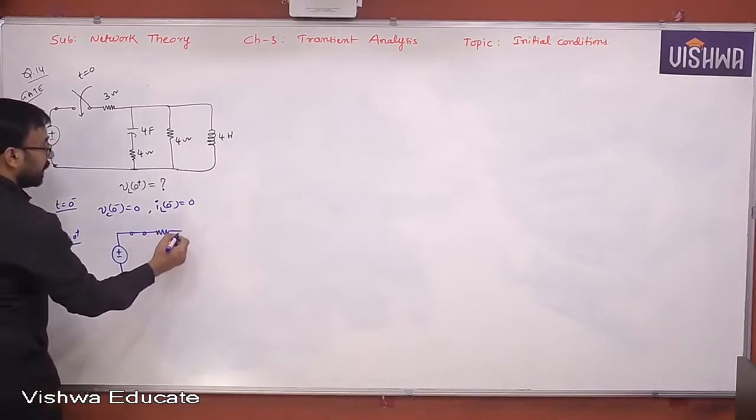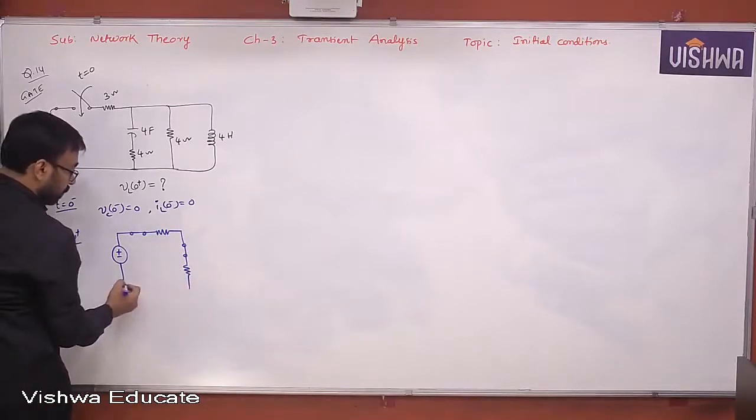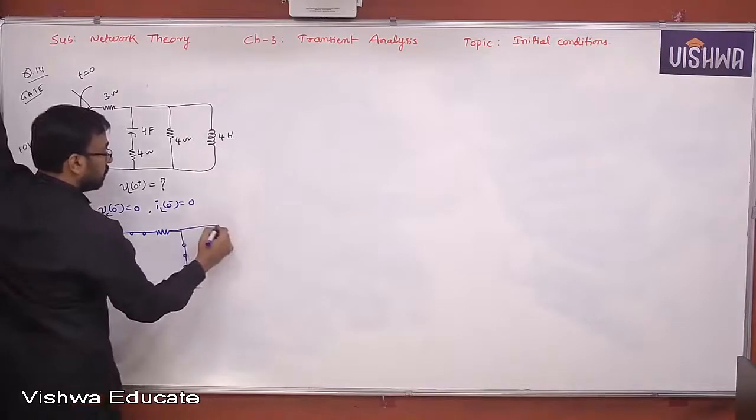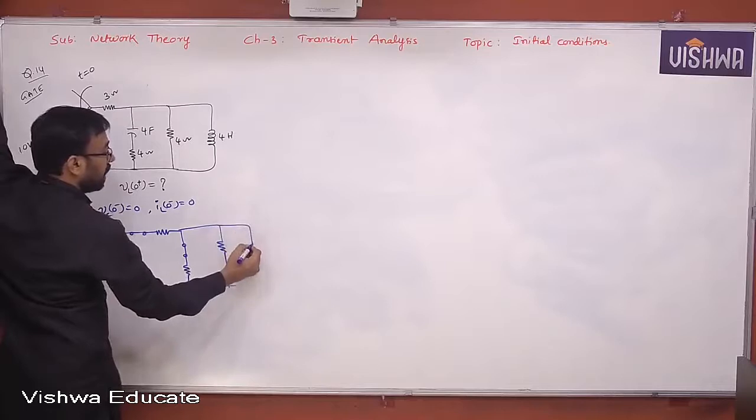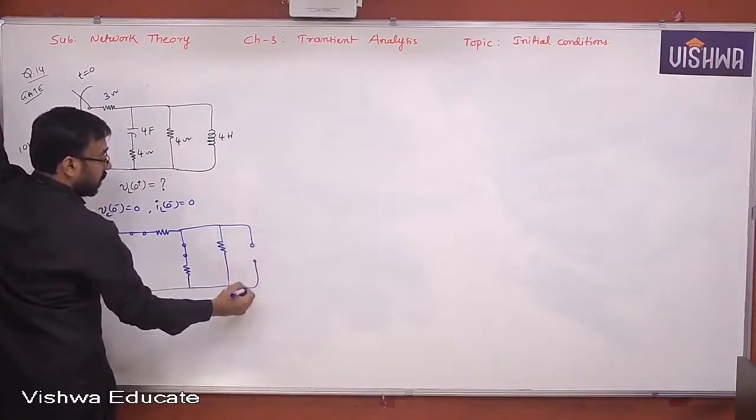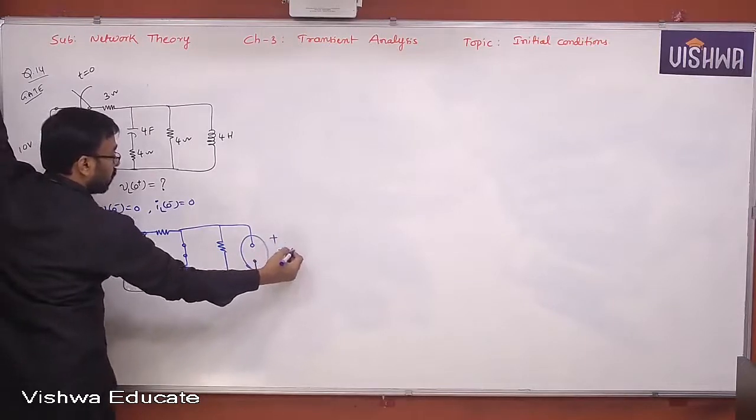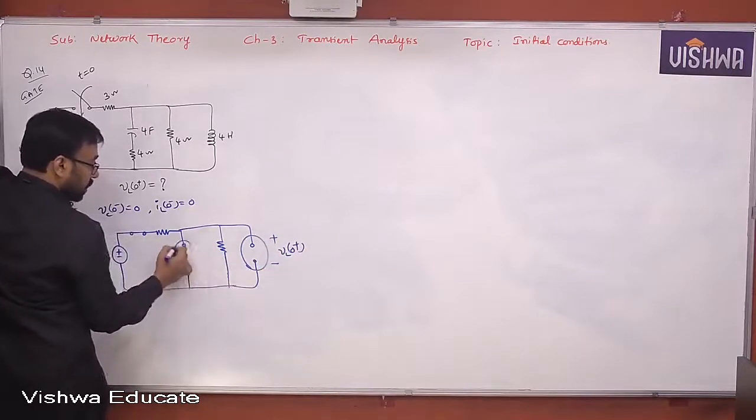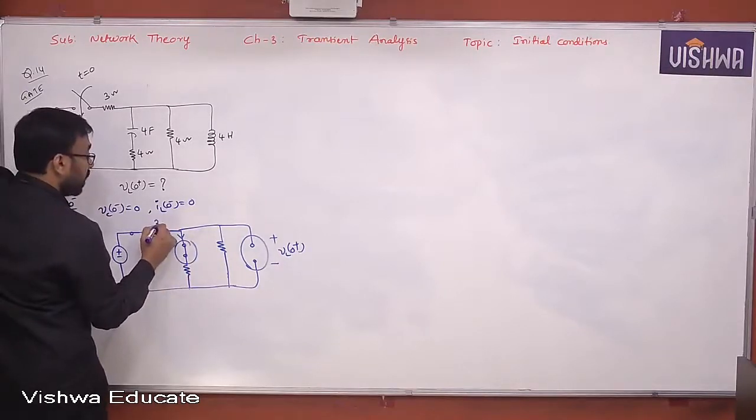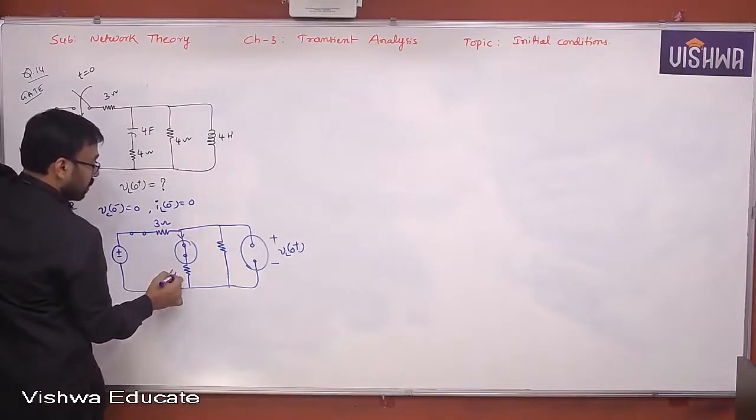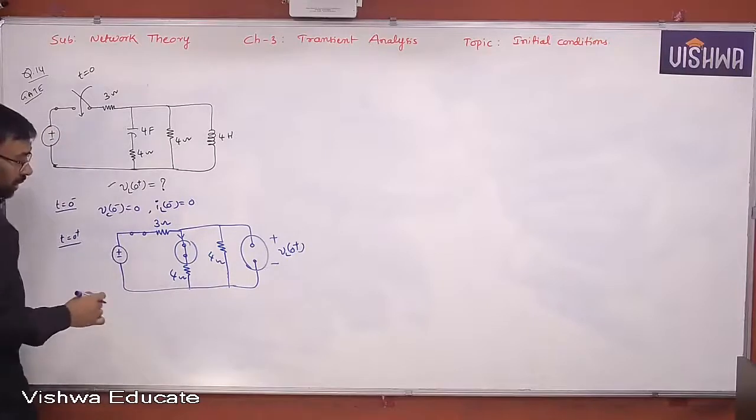resistor remains resistor, capacitor behaves like short circuit, the resistor remains resistor, inductor is behaving like what? Open circuit. Here is an inductor physically available. Now this is VL of 0 plus that you are supposed to determine. This is IC of 0 plus, but the question is not asked on the current through the capacitor. It is voltage across the inductor. Yes or no? Okay.